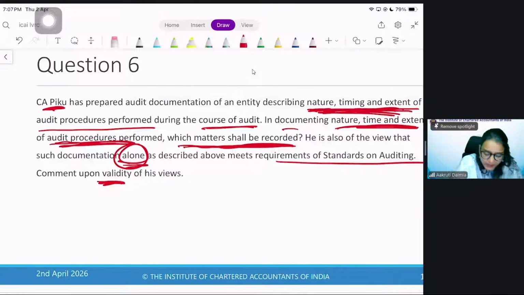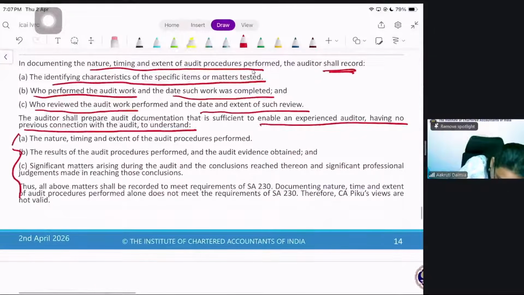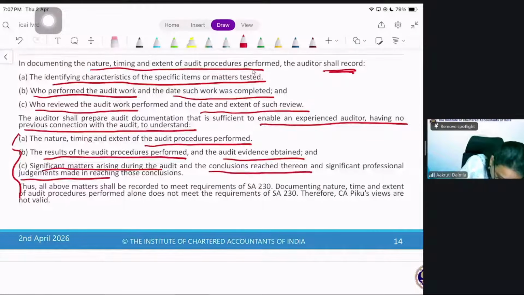So, only nature, timing, and extent of audit procedures will be enough? No. So, what extra things should be there? Nature, timing, and extent of audit procedures should be there. The results of audit procedures performed and audit evidence obtained should be there. And any other significant matters that arise during the audit, conclusions reached, and judgments taken. Everything should be documented. So what all will be documented? All the procedures I performed, conclusion of the procedures, evidence obtained, and whatever extra significant matters happened, final conclusions that were reached, and the judgment taken.